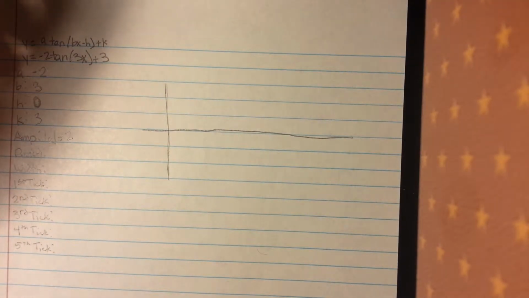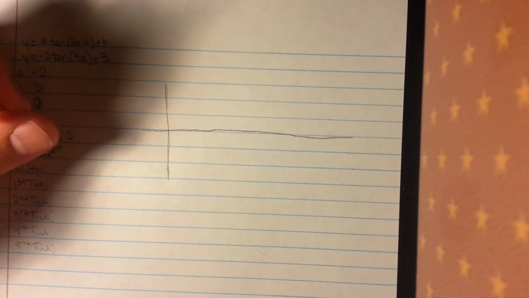So now after we do that, we have the amplitude, which we know is going to be the absolute value of a, which would equal 2. And see how that's different. That's where I get confused sometimes. I always think that the a value equals the amplitude, but you have to know that the amplitude is going to be the absolute value of a.